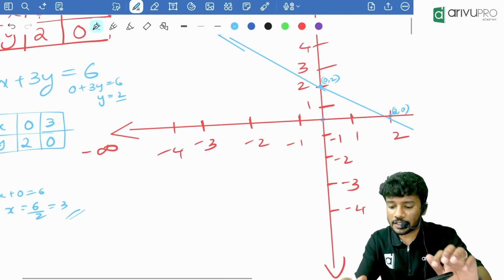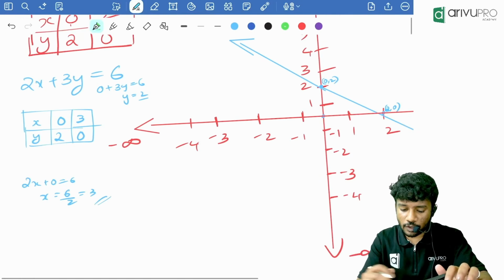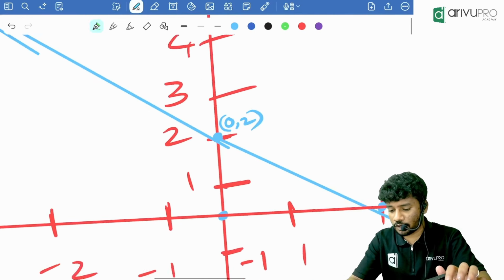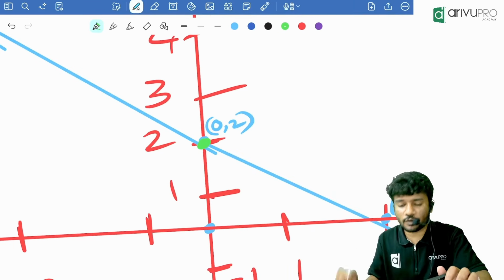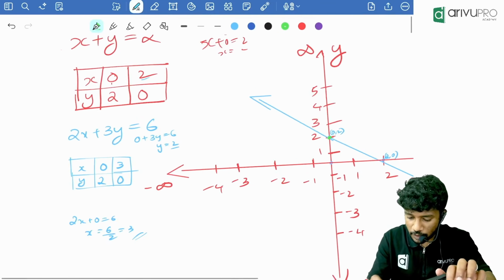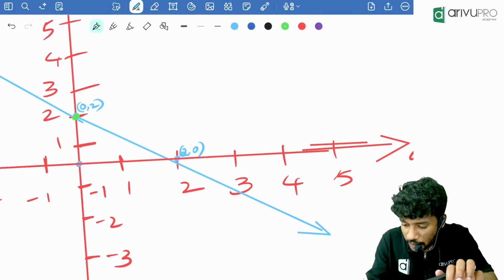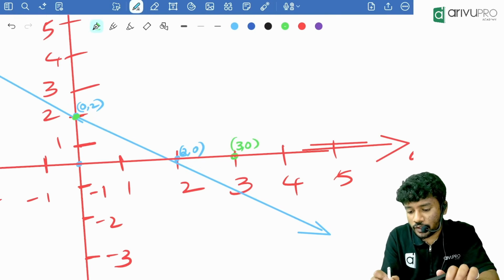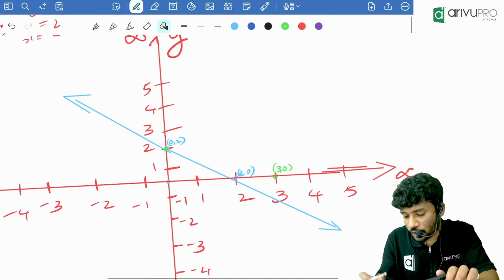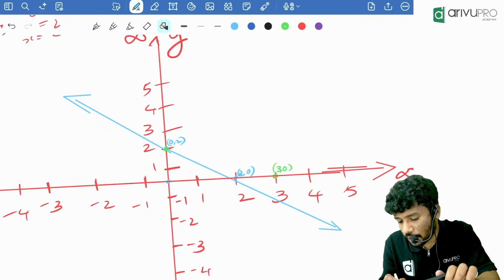Now you draw me the graph of that. Points are what? 0, 2. 0, 2 is this point itself. There is no issue in that. The other point is what? 3, 0. 3, 0 is over where? Over here, which is 3, 0. Now you join the points and draw me the graph.